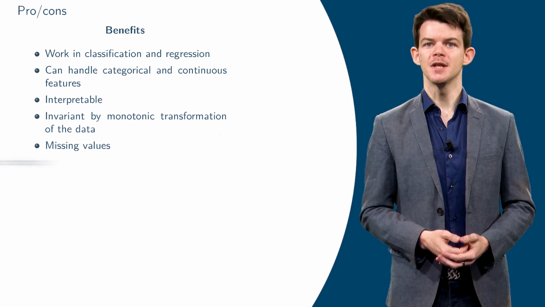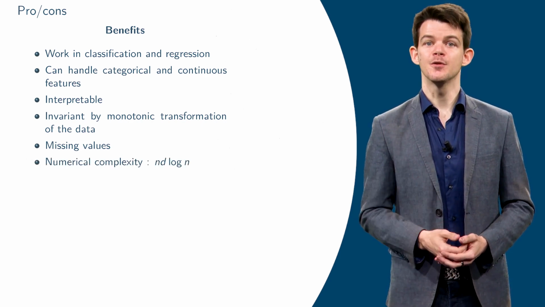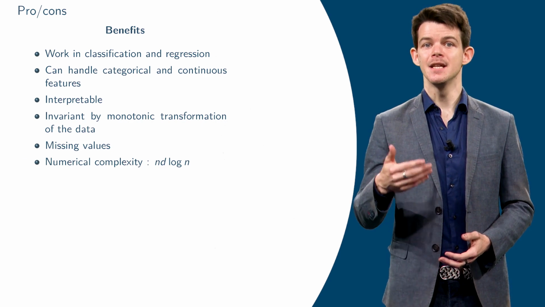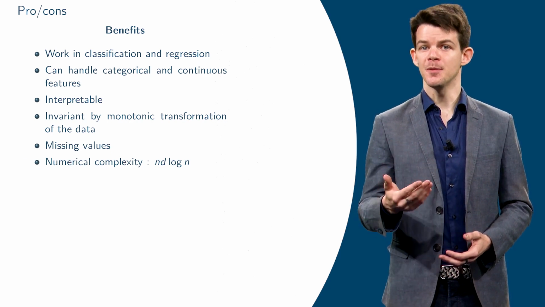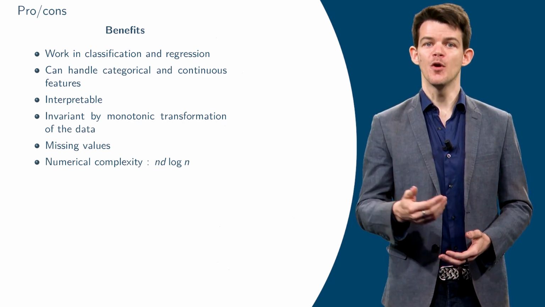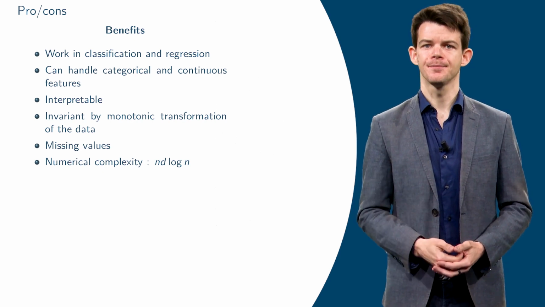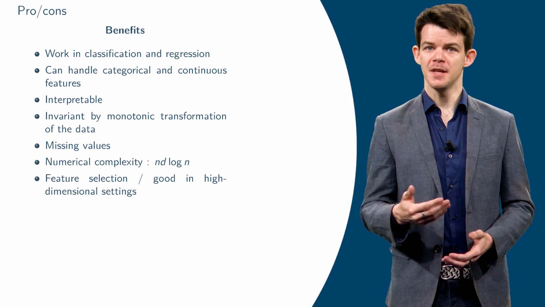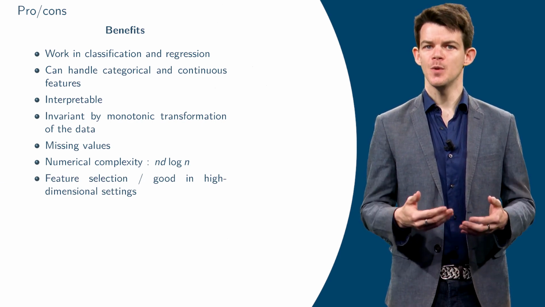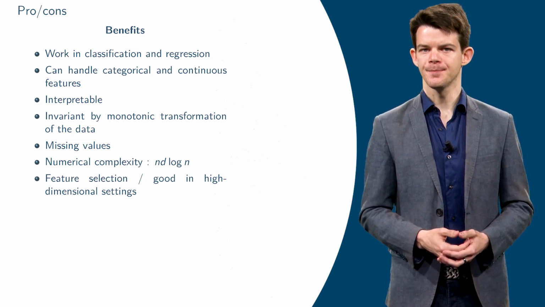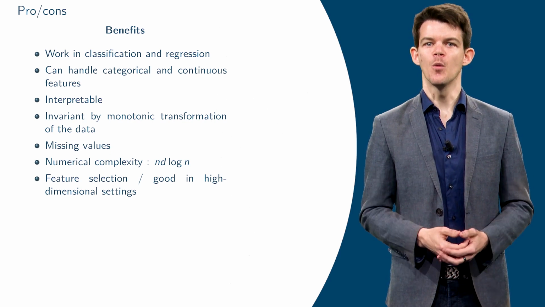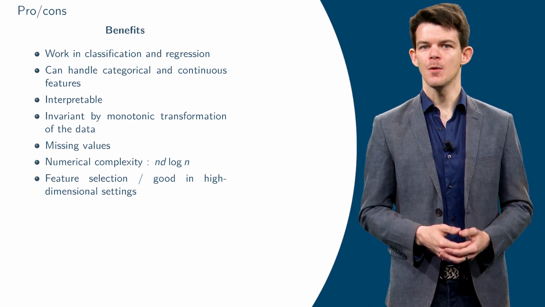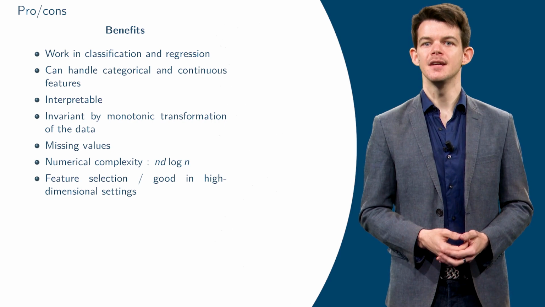Trees are also computationally cheap, as the learning procedure is of the order of n d log n, where n is the number of observations and d is the number of variables in the dataset. Trees contain a variable selection procedure, the splitting procedure, to identify the most relevant directions for prediction. Consequently, they perform well in high-dimensional context where the number of input variables is high.